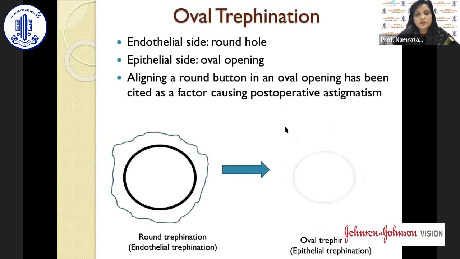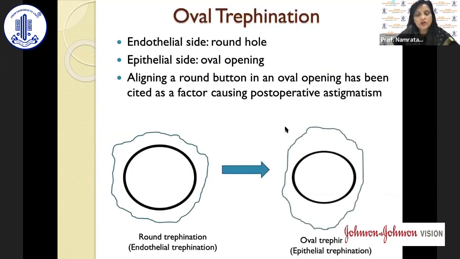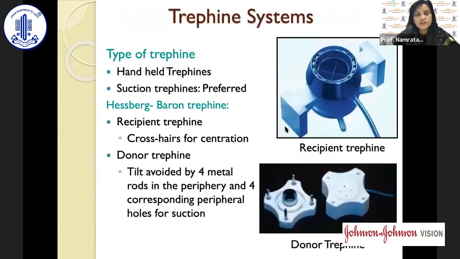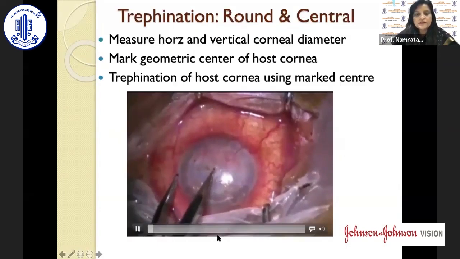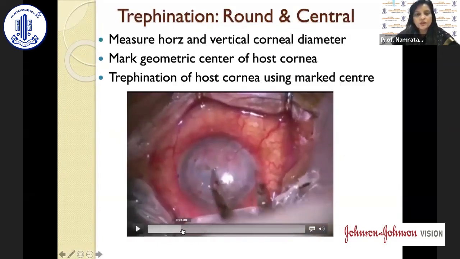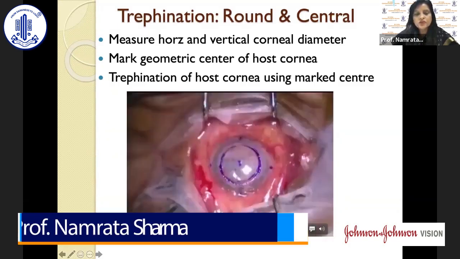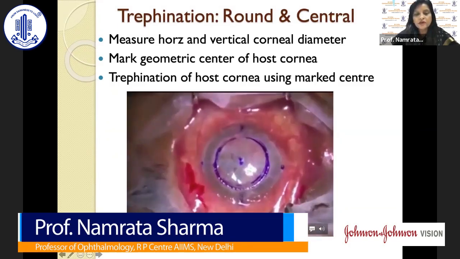When you do trephination, it should be completely round and circular and not oval such as this. Then there are suction trephines, handheld suction trephines, as well as the Hessburg-Barron suction trephine, which has a cross ring in the center for the centration of the recipient, as well as for the donor. You have four metallic plates and four holes to match the same. And it is important that you mark the center of the cornea and make it completely central, and then use a trephine to trephinate the recipient cornea.